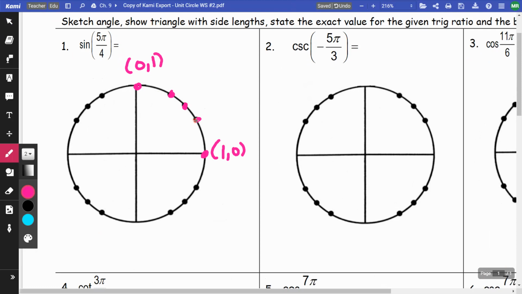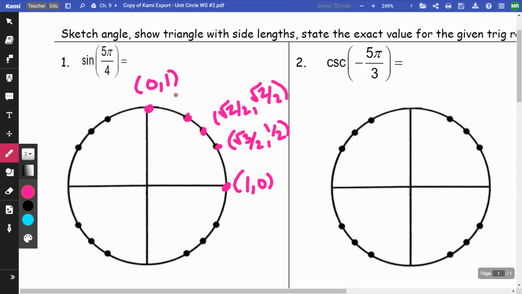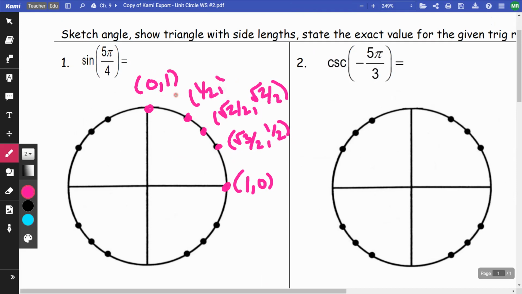This point here, I think of as long, short. So that's going to be √3/2, 1/2. This one here in the middle is my √2/2, √2/2. And this one here is my short, long. So that is going to be 1/2, √3/2.